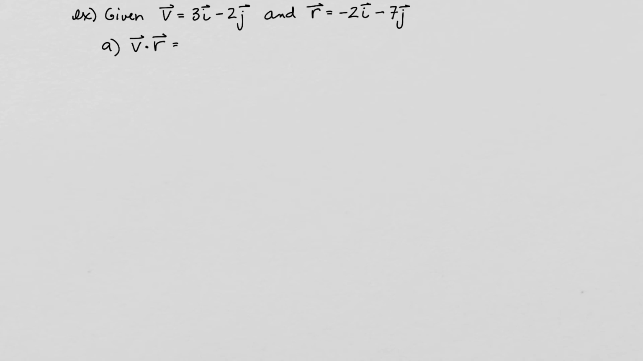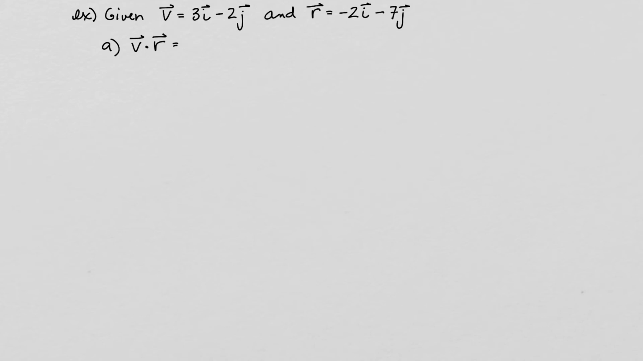So we'll do this one with the i's and the j's, right? It's the same deal. So let's say vector v is equal to 3i minus 2j, and vector r is equal to negative 2i minus 7j. And let's find v dot r. In these, it doesn't matter the order you write it. You could write v dot r or r dot v. You get the same answer, since we are just getting a number.